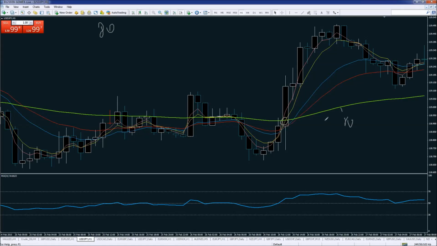What else we're using here is the 21 exponential, which is the red one, and the 13 exponential, which is the blue one. The indication of those two is the direction of the current trend, the trend that we're interested in. As we already know from explanations, if the smaller one, the 13 exponential, crosses above the 21, the current trend is bullish, otherwise it's bearish.